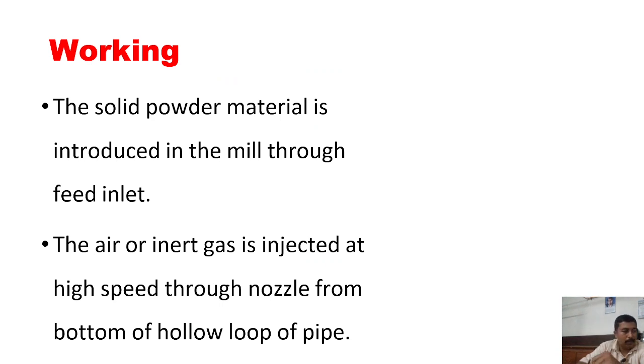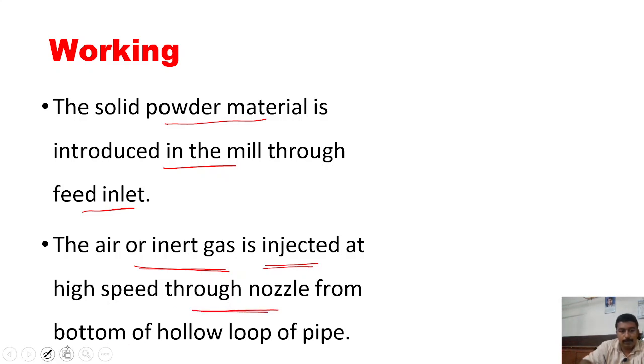Come to the working. Now, in the introduction and construction we have already covered the working. So solid material is introduced through the feed inlet. Later on, high velocity air, compressed air, or inert gas is injected or passed through the nozzles from the bottom, where the gas inlet is present. First of all, material is introduced, later on gas is introduced.